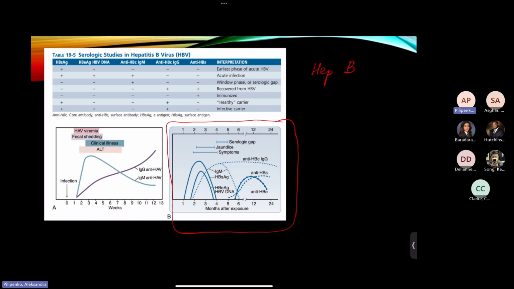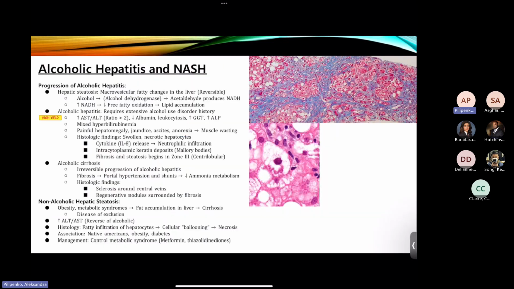Okay, another aspect of liver disease would be alcohol. Right, so for alcohol, basically you need to remember we're going to have a lot of fatty changes in the liver, right? They can be reversible. You will need to know how the lipids accumulate in the case of alcoholic hepatitis. We already talked about all those enzymes.